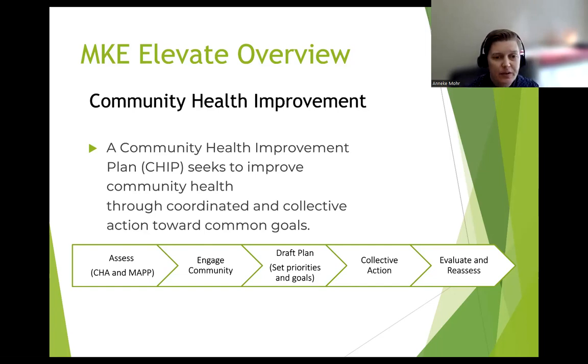We'll take all of that information and have community meetings in the fall to actually set our priorities. We'll draft our plan, and then we'll form action teams. And then, after the 5-year cycle is over, we evaluate, reassess, and start the process over again. So it is really a cyclical process, trying to be adaptive and flexible and respond to community needs, and really bring the community together for some collective action towards common goals. Next slide.